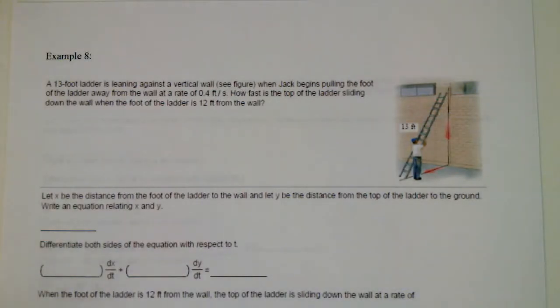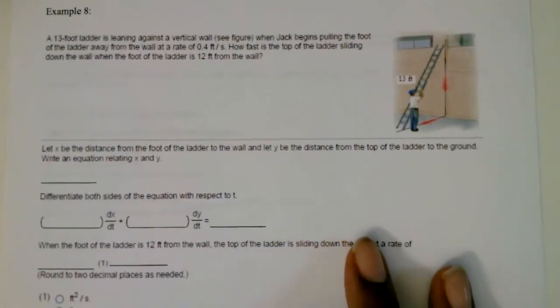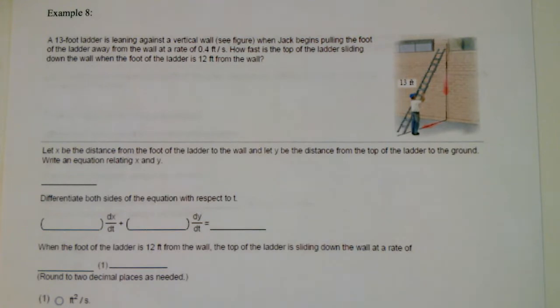All right, here's another example. As you can see, these examples are getting more difficult as we go along here. It says here, a 13-foot ladder is leaning against a vertical wall. When Jack begins pulling the foot of the ladder away from the wall at a rate of 0.4 feet per second, how fast is the top of the ladder sliding down the wall when the foot of the ladder is 12 feet away from the wall?